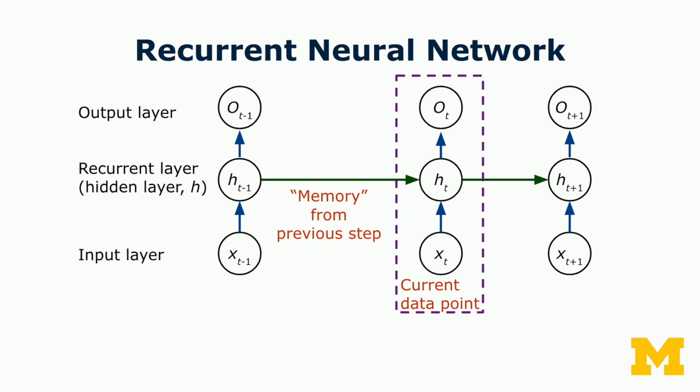When an RNN is working, it processes data one step at a time. At each step, it takes the current data point and combines it with the memory from the previous step. This way, it can build up a short-term memory of the sequence. This figure illustrates how the current data point xt and the state of the previous time step ht-1 together influence the output ot.